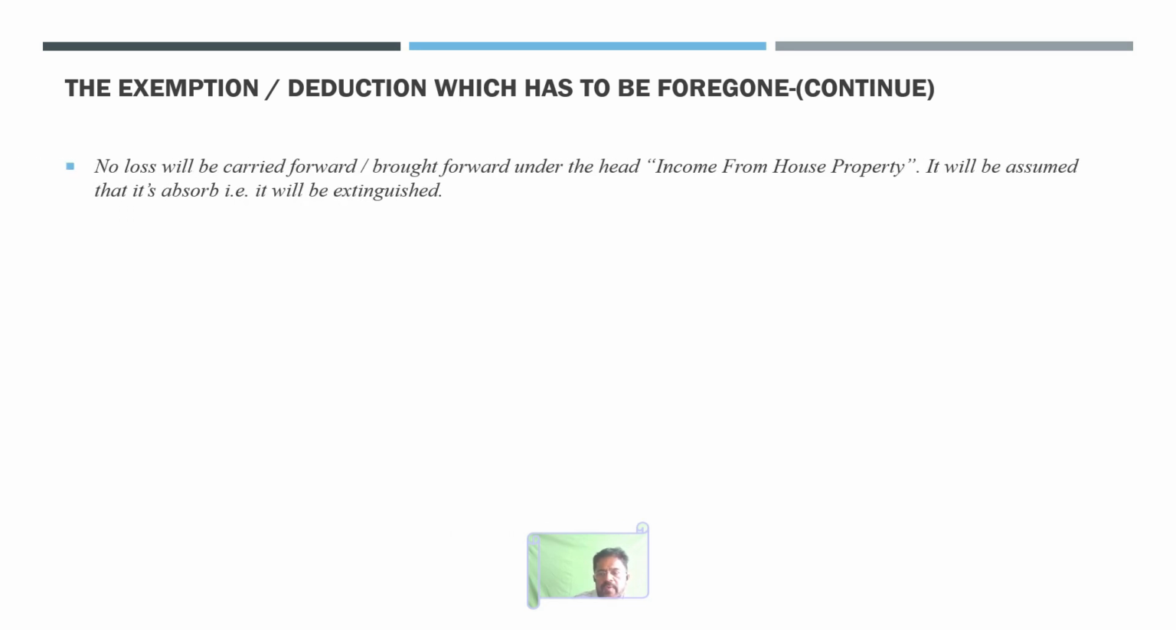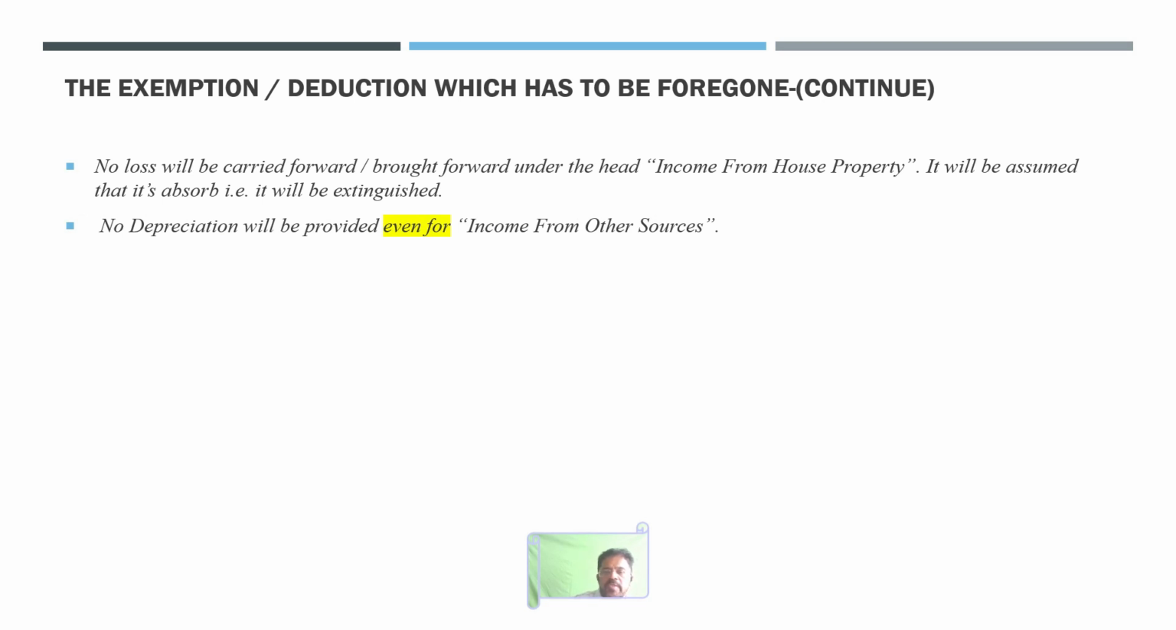Here is another provision: you will not be allowed any loss to be carried forward or brought forward. Take for example, under income from house property, there were certain unabsorbed losses, say up to 2 lakhs of interest. Then it will not be allowed to be adjusted in the current year. It will be assumed that it has been absorbed or extinguished. Generally this loss carry forward is there whenever you have paid interest on an under-construction property. Then that exemption or deduction also you will have to forego.